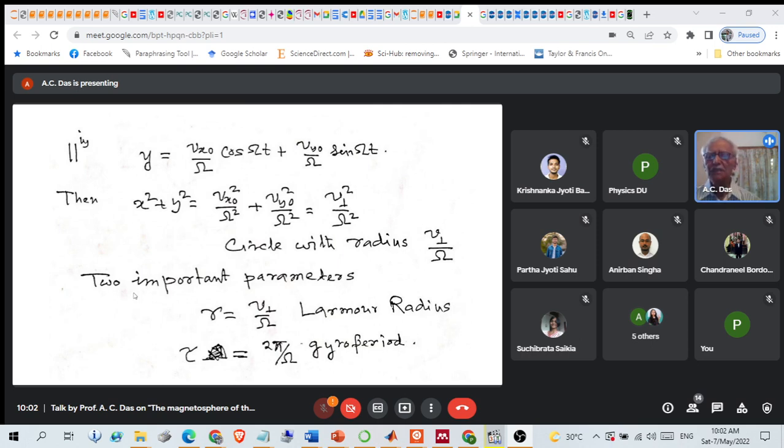So in this process, for the motion of particles in a constant magnetic field, we get two parameters. One is the Larmor radius, and the second one is the gyro period. These are important expressions to remember later on. I'm refreshing myself by going through that, and if some of you need some refreshment, then you can also get it.